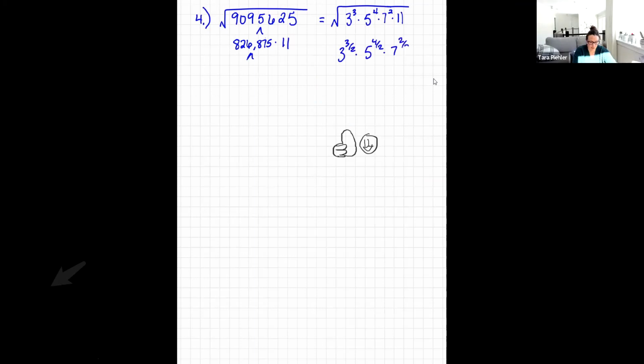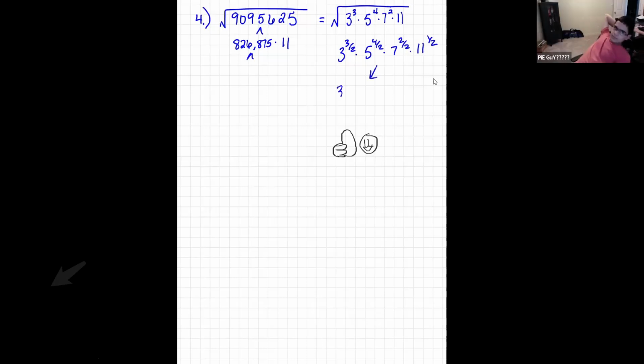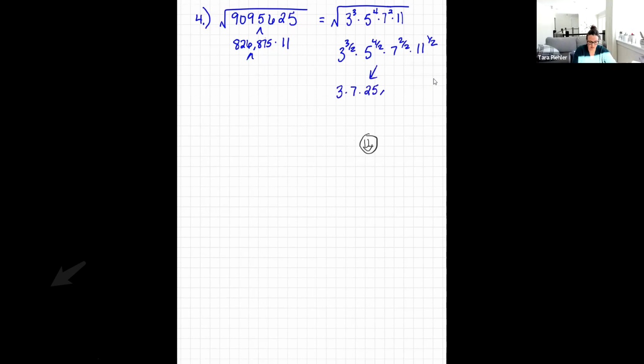You are super smart. Because I had to then reduce this down to 3 times 7 times 25. And then inside is going to be my 3 times 11. And then I finally could get 525 square root 33. So good job. Way to use the calculator.